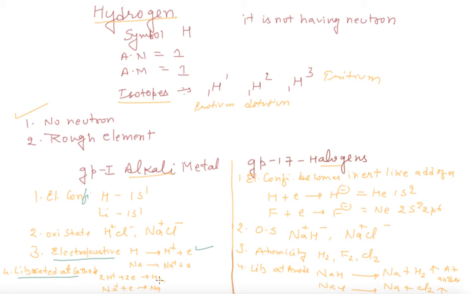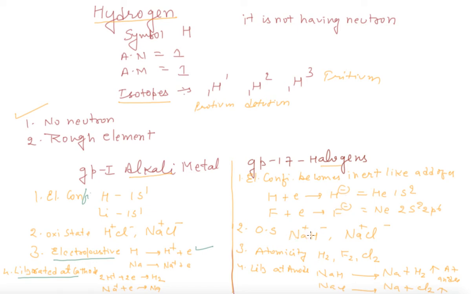2H plus 2 electrons will give you H2 at the cathode, like sodium accepting the electron and being collected or liberated at the cathode. Now some properties are like the halogen group: the electronic configuration becomes inert after accepting an electron. H plus e gives H negative like helium 1s2, like fluorine, chlorine, bromine, iodine accepting an electron, and F negative becomes like neon. It means hydrogen becomes inert like halogens after accepting the electron.